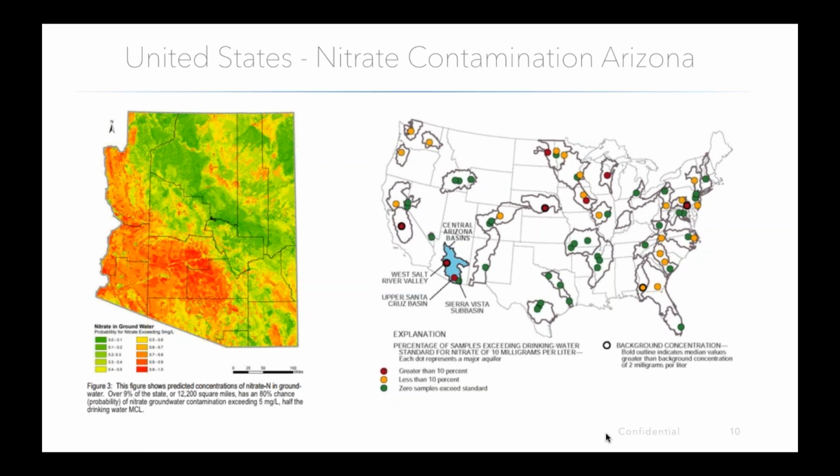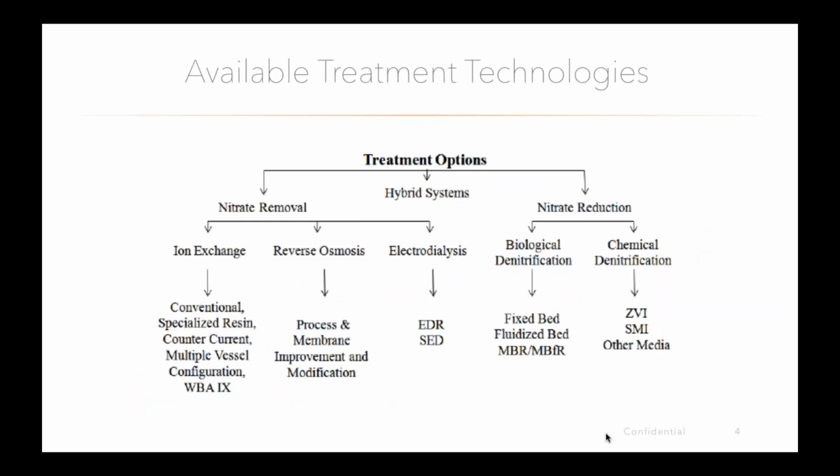As you can see on the graph on the left-hand side, there is a high probability, 80%, that nitrate groundwater contamination in the state of Arizona currently has the potential to exceed 5 milligrams per liter, which is half the MCL. And so nitrate is an issue that has been ongoing over the years due to dropping groundwater levels and increases in population. Nitrate levels across the country have continued to rise, and more people are looking at implementing nitrate treatment technologies at well sites.